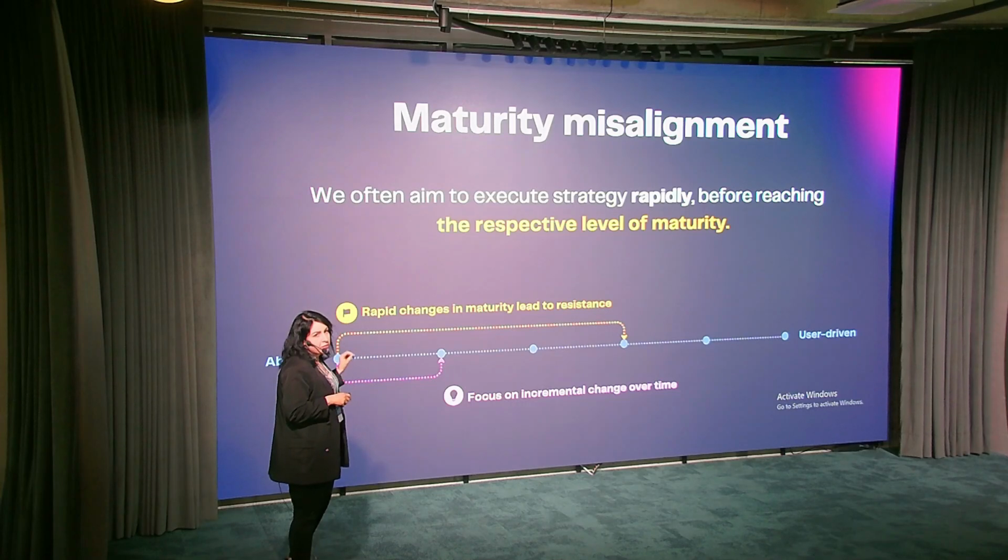Rapid changes in maturity really lead to resistance. It doesn't matter if people believe in you or believe in UX, it's about change. And change can really only happen slowly and incrementally. So instead, focus on incremental changes over time, especially in the early maturity stages.